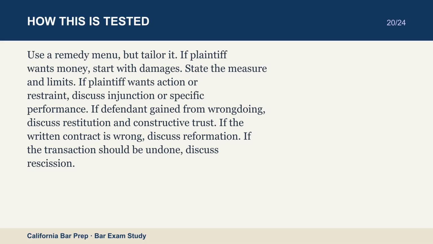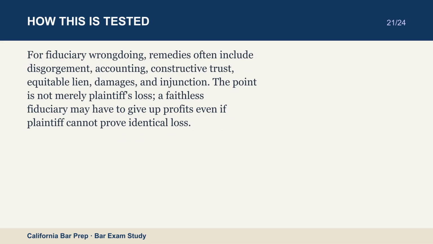For fiduciary wrongdoing, remedies often include disgorgement, accounting, constructive trust, equitable lien, damages, and injunction. The point is not merely plaintiff's loss. A faithless fiduciary may have to give up profits even if plaintiff cannot prove identical loss.